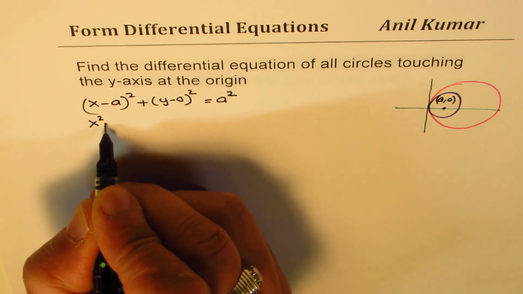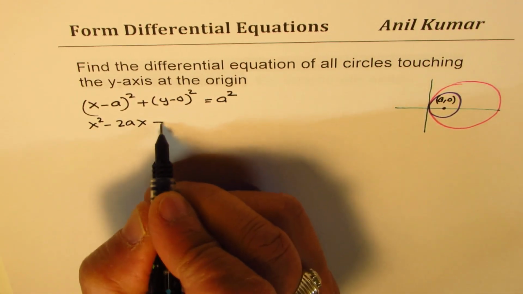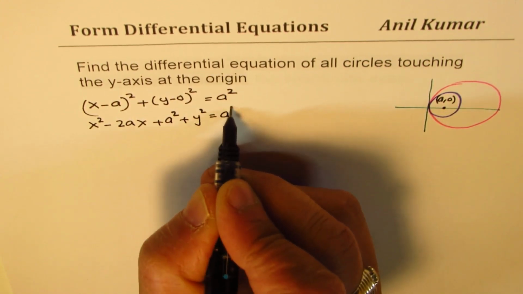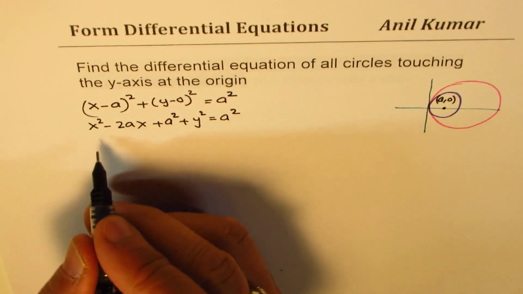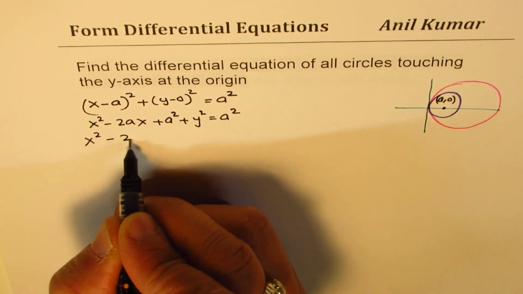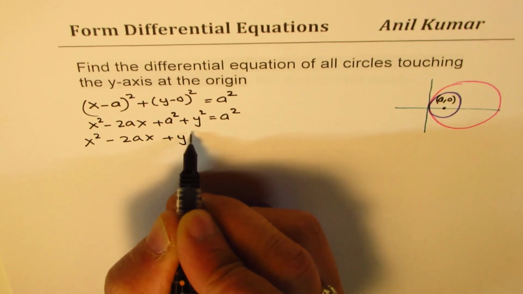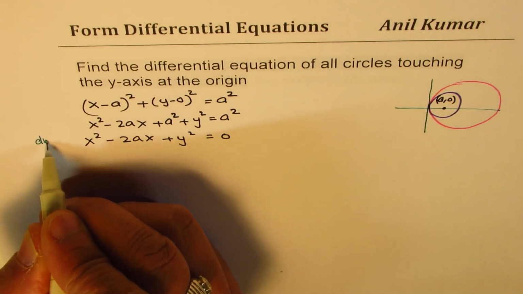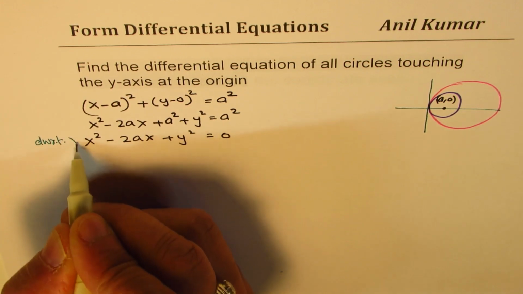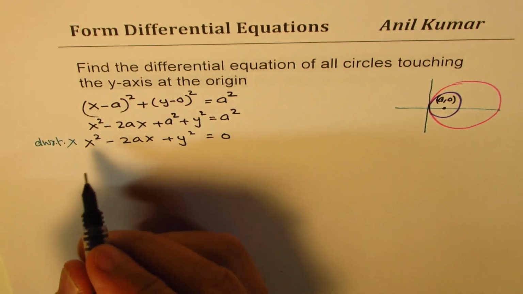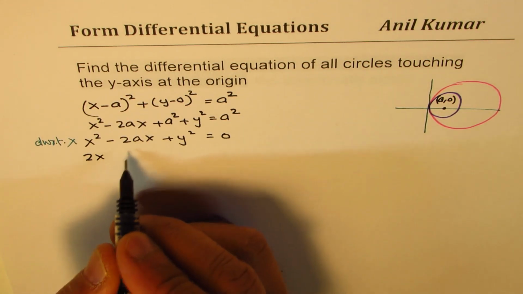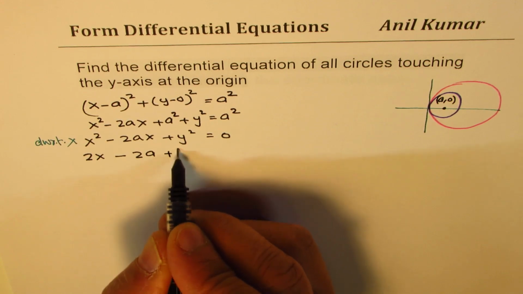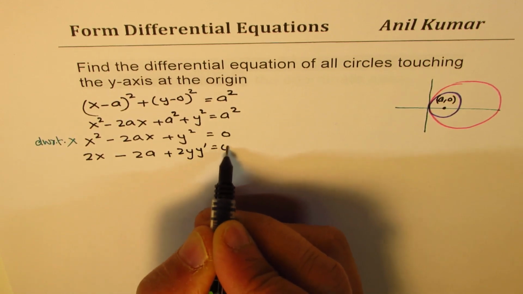So now we get x square minus 2ax plus a square, and here we have plus y square equals a square. These two cancel. So we have x square minus 2ax plus y square equals 0. Now we are going to take the derivative with respect to x, correct? So we get 2x here minus 2a. The derivative of y square is 2y y prime, equals 0.